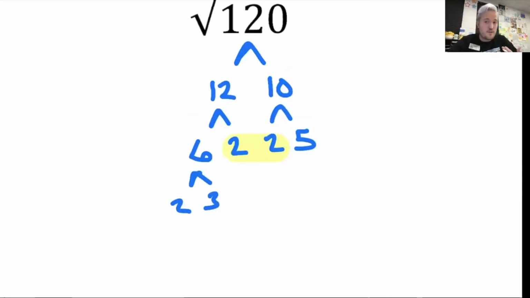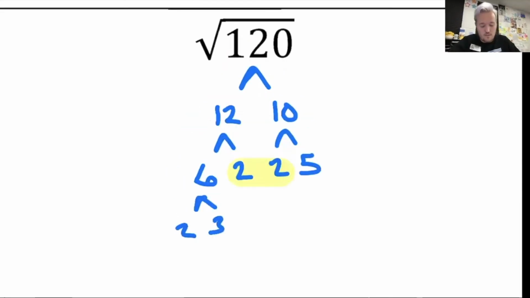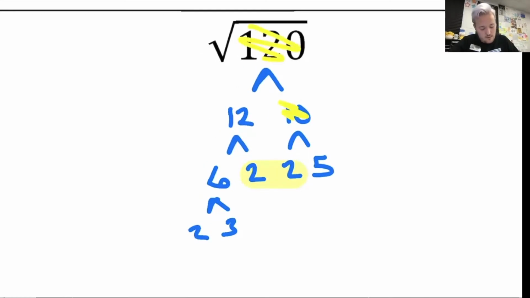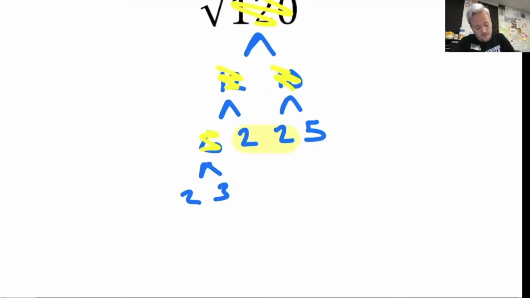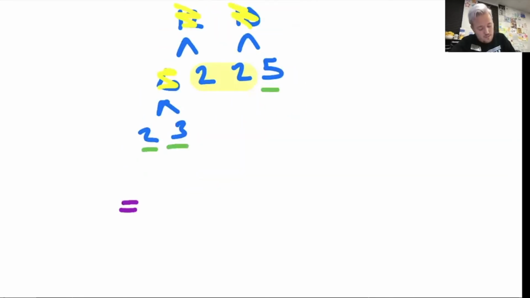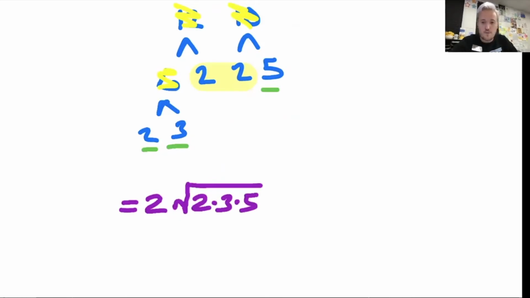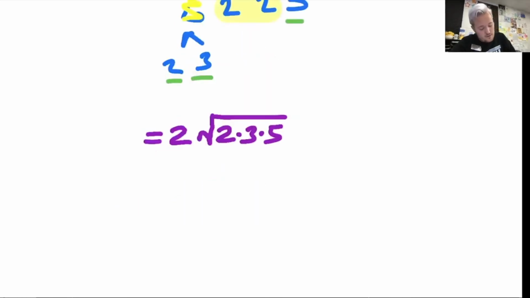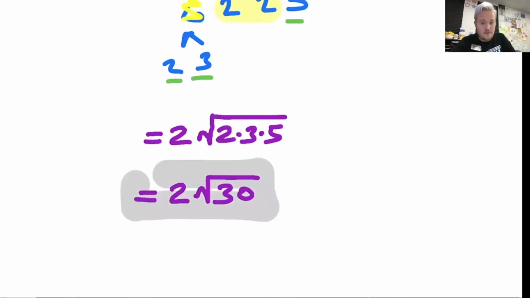If it helps, you can get rid of any values that branched out. So the 120 is gone, 10 is gone, 12 is gone, and 6 is gone. We have leftover values of 5, 3, and 2. Those numbers did not pair off. So I'm going to write the pair 2 on the outside once. Then everything else is inside the radical, and I'm going to multiply all those together. 2 times 3 gives you 6, and 6 times 5 gives you 30. So 2 root 30 is your final answer.